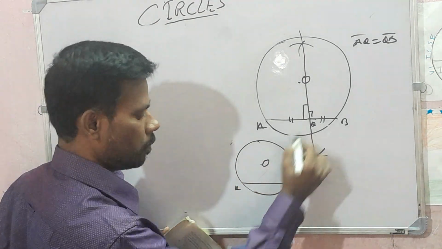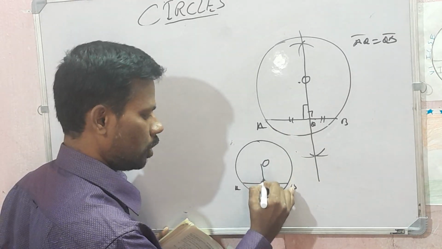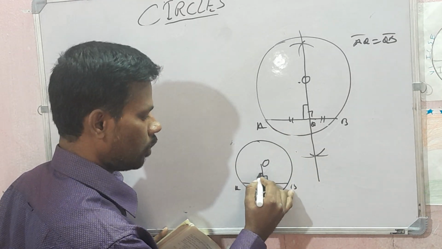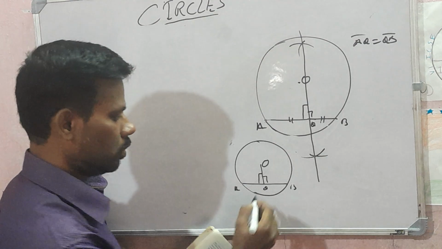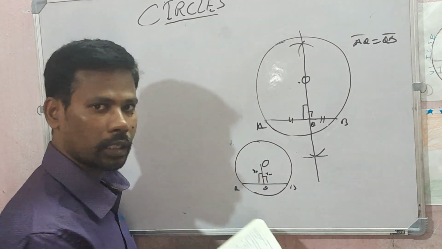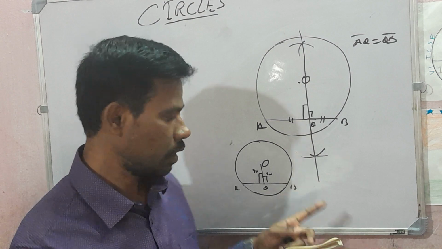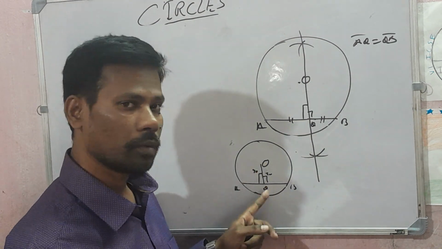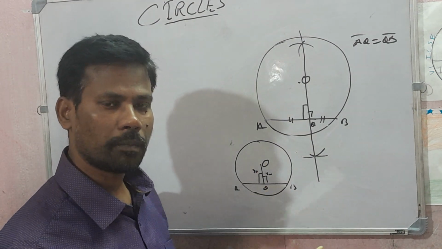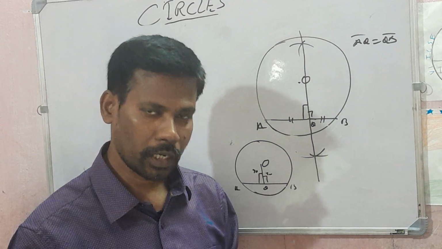Suppose AB is there, midpoint is Q. Suppose if you join like this, what do you see? What do you notice is, this angle is 90, this angle is 90. Right? It is perpendicular to the chord. The line joining from the center to the midpoint of the chord is perpendicular to the chord.